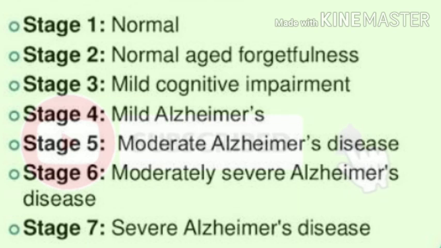The signs and symptoms of Alzheimer's disease progress as the plaques and tangles build up. Here we are discussing the seven stages of Alzheimer's. They are stage 1, normal; stage 2, normal aged forgetfulness; stage 3, mild cognitive impairment; stage 4, mild Alzheimer's; stage 5, moderate Alzheimer's disease; stage 6, moderately severe Alzheimer's disease; and the last, stage 7, severe Alzheimer's disease. In stage 1, there is no impairment.